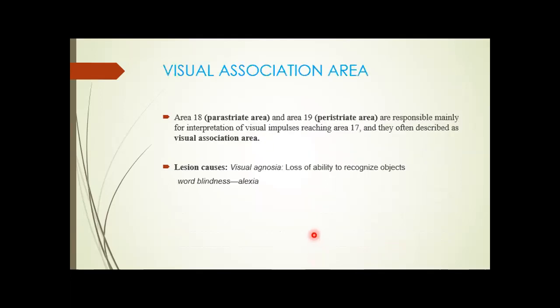The visual association areas, which are areas 18 and 19, are responsible mainly for interpretation of visual impulses which reach area 17, and they're often described as the visual association area. A lesion causes visual agnosia, that is loss of ability to recognize objects, and word blindness, that is alexia.